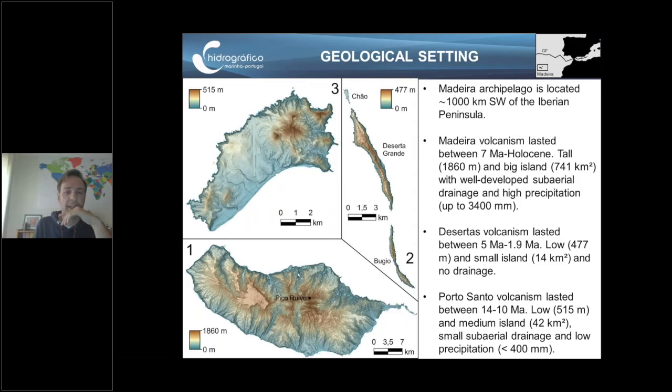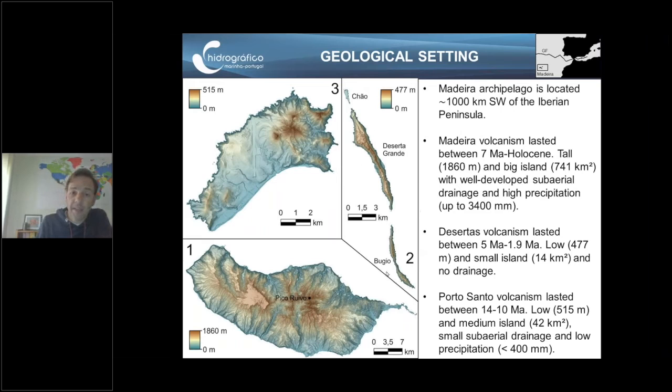So Madeira is the biggest island. It's a very tall island, almost 2,000 meters and about 741 square kilometers. It has volcanism from 7 million years ago until the Holocene, so it is very recent volcanism. And it has a very well developed subaerial drainage, as you can see here on this image, and very high precipitation. It can reach up to 3,400 millimeters per year.